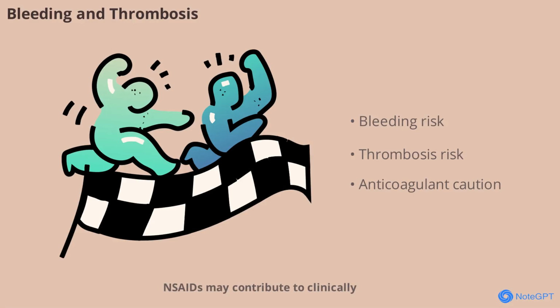NSAIDs may contribute to clinically significant bleeding due to gastrointestinal ulceration. Combining NSAIDs with anticoagulants doubles the risk of significant bleeding. Not all NSAIDs have the same antiplatelet effects as aspirin. NSAIDs have also been associated with increased thrombosis risk, including a doubling of risk for venous thromboembolism. These risks must be considered, especially in patients with bleeding disorders or those on anticoagulants.